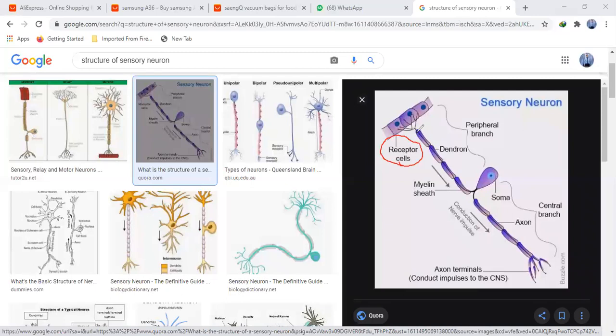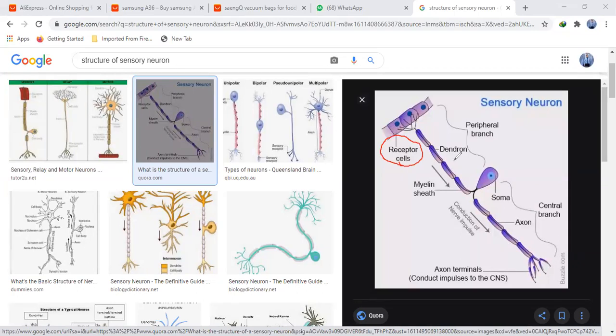Look at the dendron of this one. This is the cell body, and the myelin sheath is present. Indeed, the myelin sheath will come at every node. It is present, the myelin sheath.